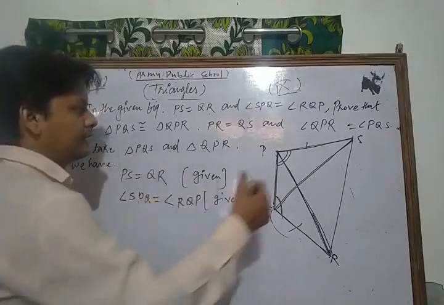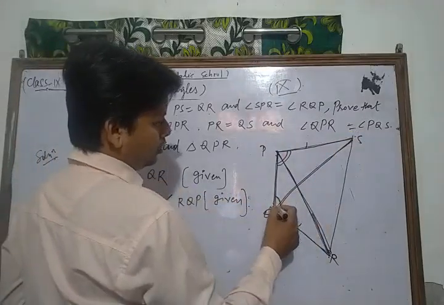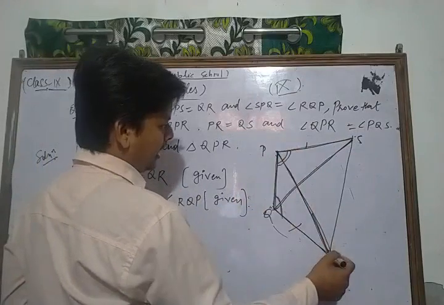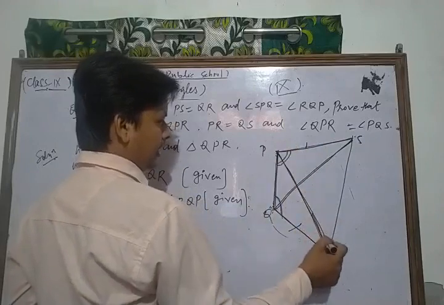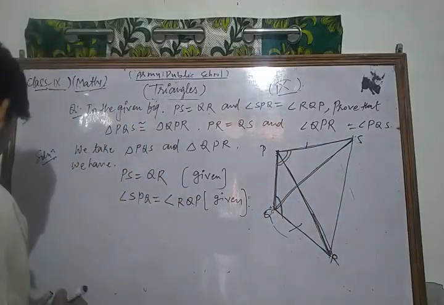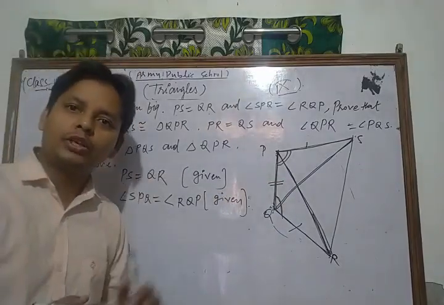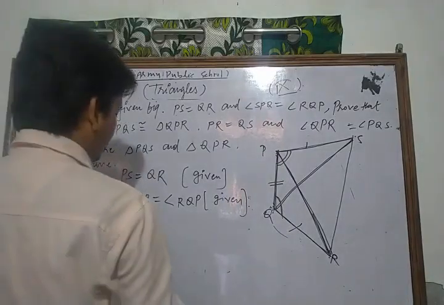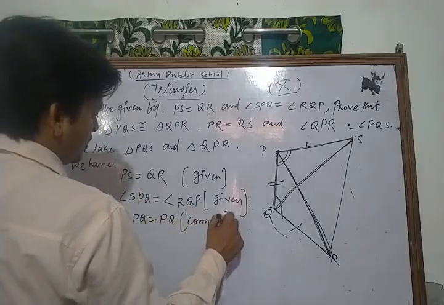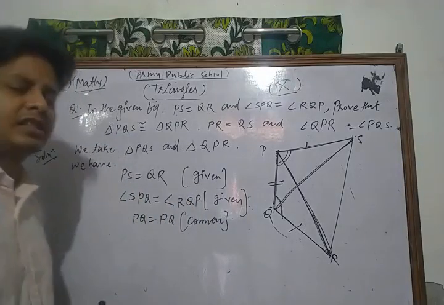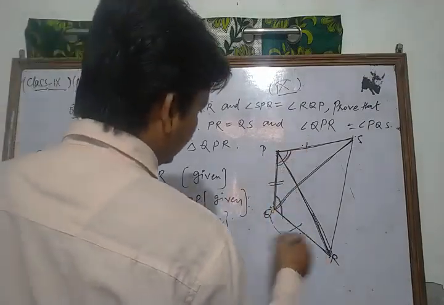In both triangles PQS and QPR, one side is common, which is PQ. So side PQ is common in both the triangles. So PQ is equal to QP, the common side. Thus, by which congruence criterion, dear students? Thus, by side angle side.